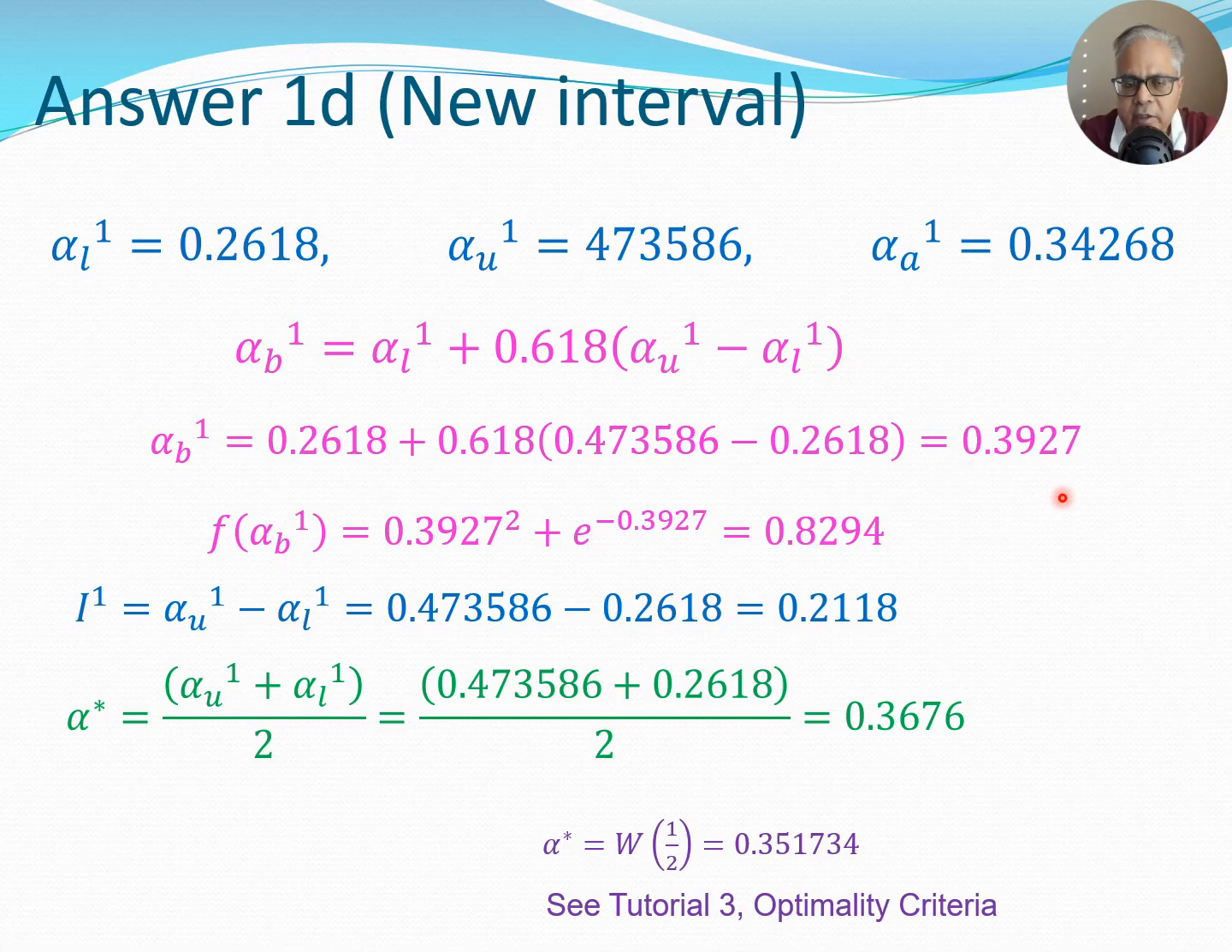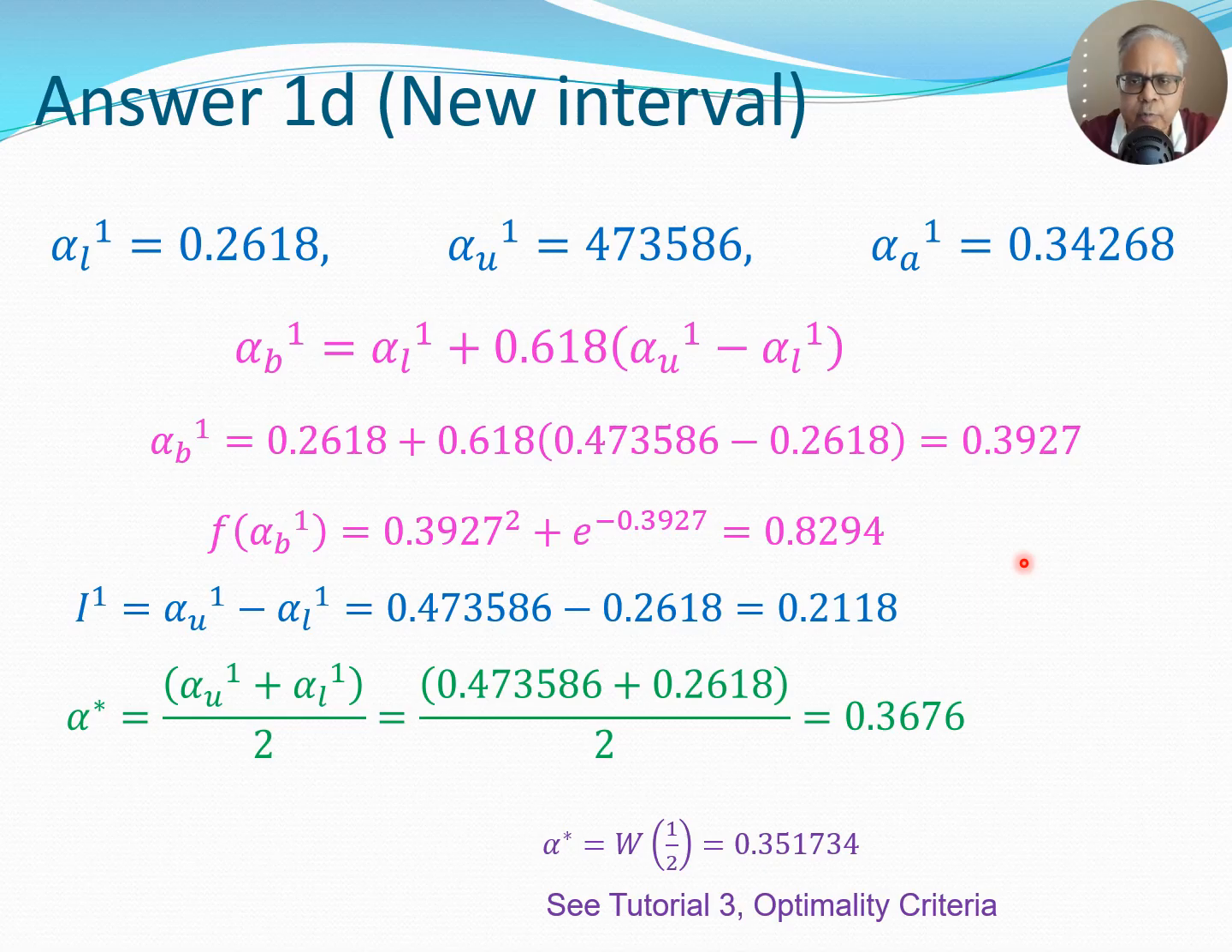So now we have obtained the alpha B1 point also, and we have obtained the value of the function at this point. Now, why I'm doing all this is that when we write the Python code, we can check some of the numbers which are printed out against some of the numbers I have obtained by hand calculation.